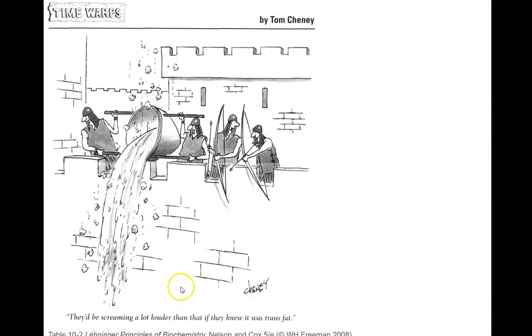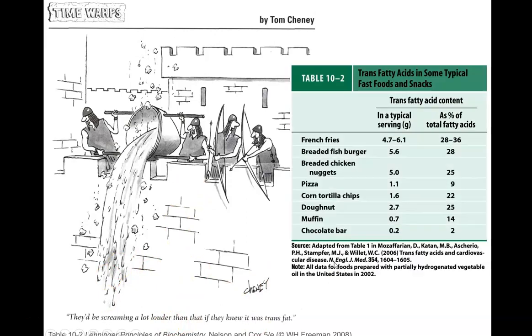So things like creamy foods, donuts, and creamy things like frosting have lots of trans fatty acids. I have another cartoon that a relative sent me that said they'll be screaming a lot louder if they knew it was trans fat. So I wanted to show you where you can find trans fat: fresh French fries, breaded fish burger, anything that's breaded, pizza, tortilla chips, donuts, muffins, chocolate bars. A lot of them might have trans fatty acids in them.